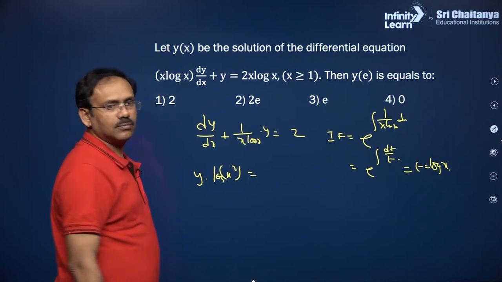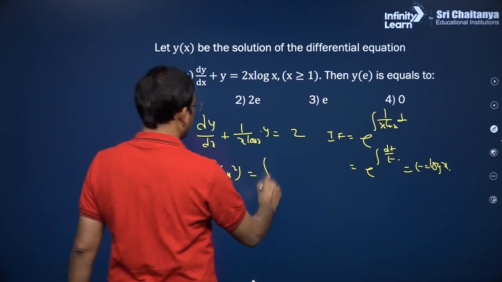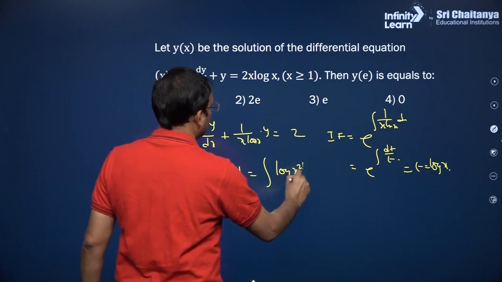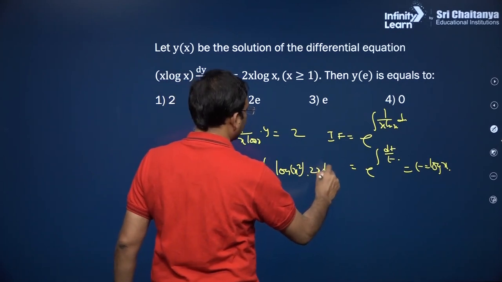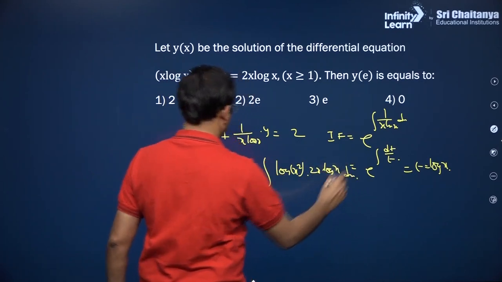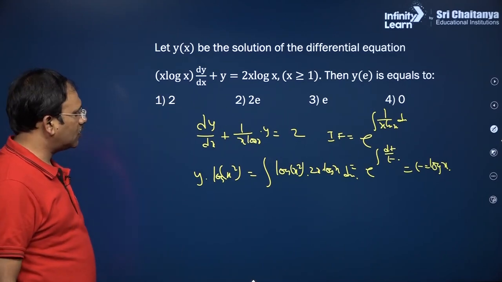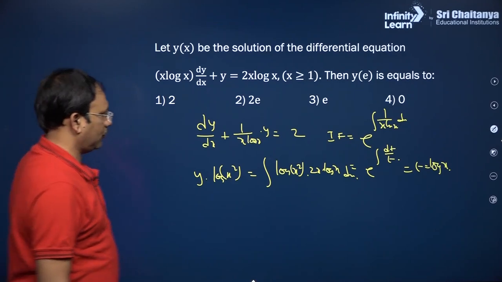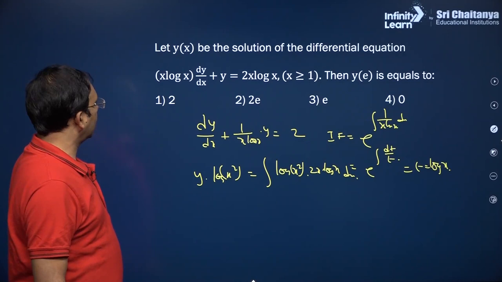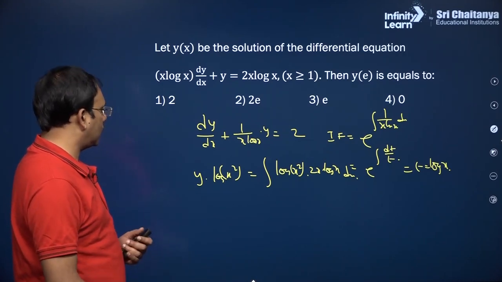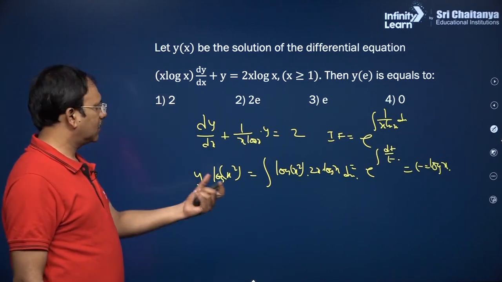Now, my dear friend, the general solution is y into integrating factor is equal to integral of integrating factor into, so you are going to get 2x log x dx, right. It is going to be, my dear friends, you just need to integrate this. Then log x square, he wants y of e, so you can put x is equal to root e, so you will get the condition.